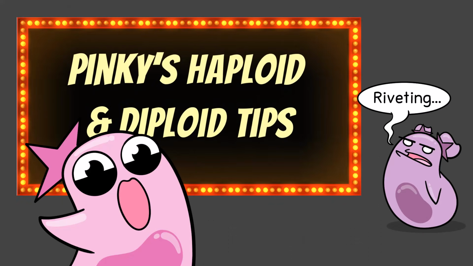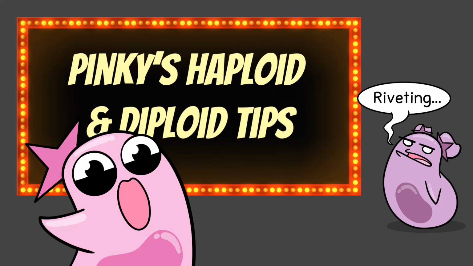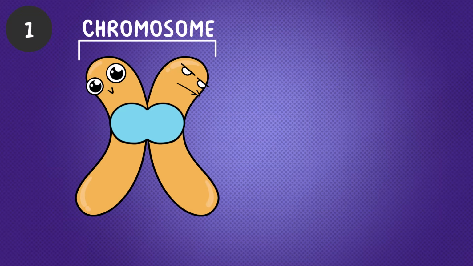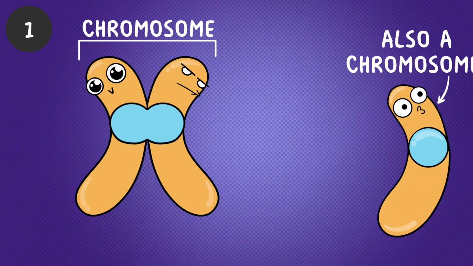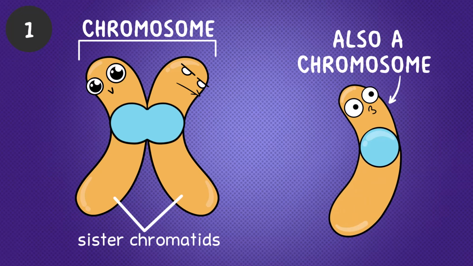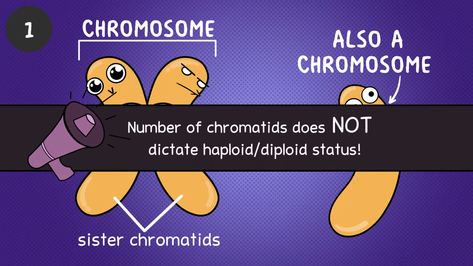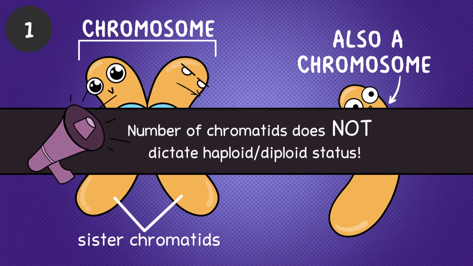Now, a few points to add with the terms haploid and diploid. Point number 1, remember, this is a chromosome, and this is a chromosome. This one, though, has 2 chromatids, it's replicated. But having another chromatid doesn't change the number of chromosome sets. So the number of chromatids doesn't make something haploid or diploid.